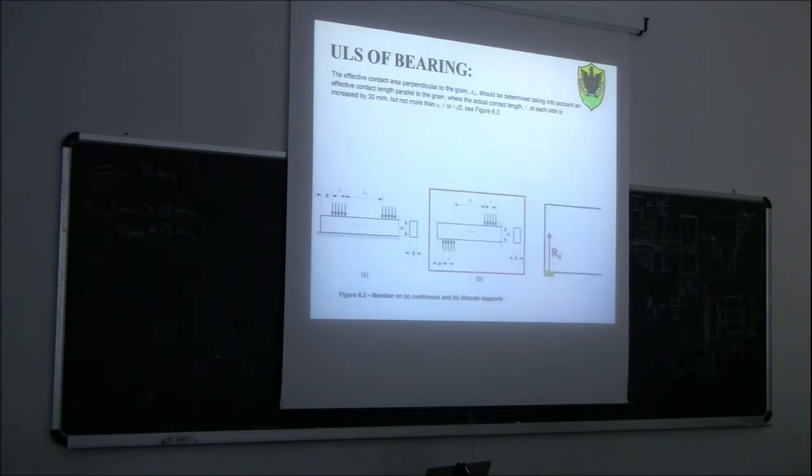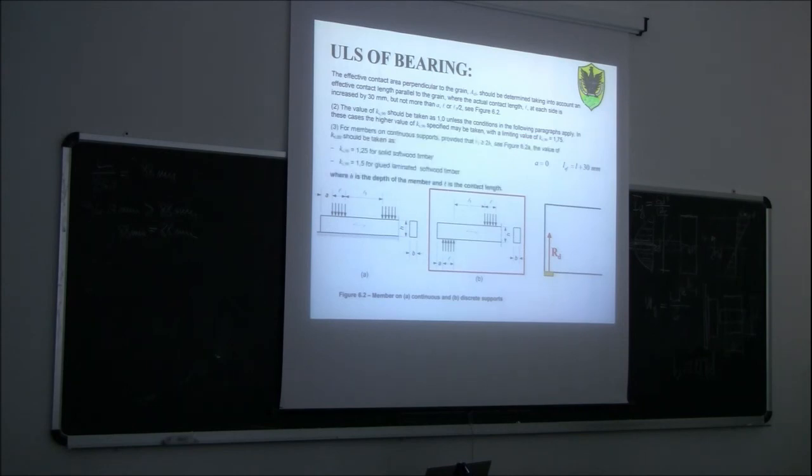So this is our situation. Since we don't have here any overhang, A is equal to 0. So in our case, LEF would be the actual length here, which is unknown, plus 30 millimeter. KC90 should be taken as 1 unless the conditions of the following paragraphs apply.